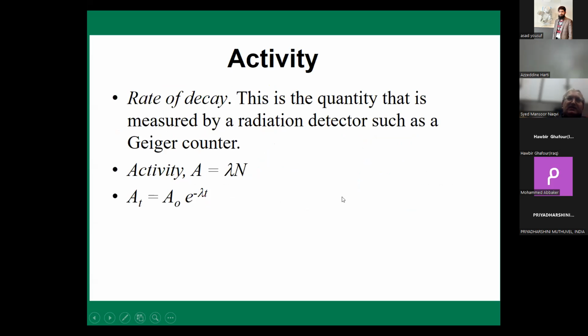A major quantity which we generally refer to while handling radioisotopes is activity, which is the rate of decay. This is the quantity that is measured by a radiation detector such as a GM counter. It is in fact the product of the number of radionuclides with the decay constant. As the number of nuclides and activity are proportional, activity can also be described by the exponential relation, where A naught is the initial activity and A t is the activity at any time t.